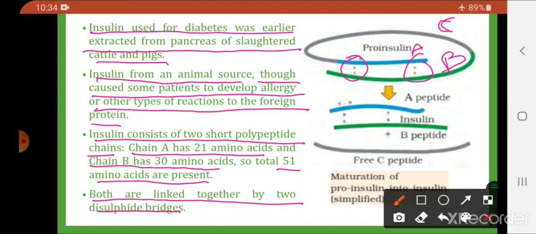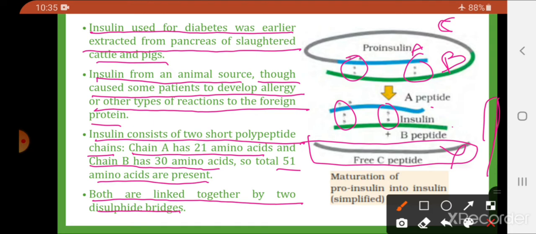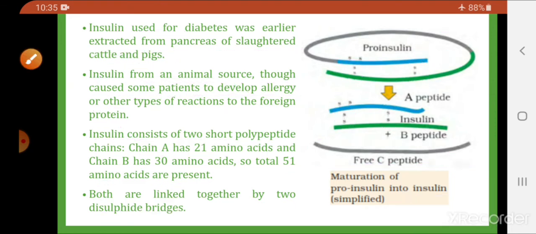Now what do we call this insulin? Proinsulin. When proinsulin is converted into the mature form of insulin, this process is called maturation. At that time the C peptide is removed. Here you can see the free C peptide, and the remaining chain A and chain B are linked with disulfide bridges. So this is the maturation of proinsulin into insulin. When insulin is synthesized, along with chain A and B, chain C is also synthesized, and at the time of maturation chain C is removed and only chain A and chain B are left. That process is called the maturation of proinsulin into insulin.